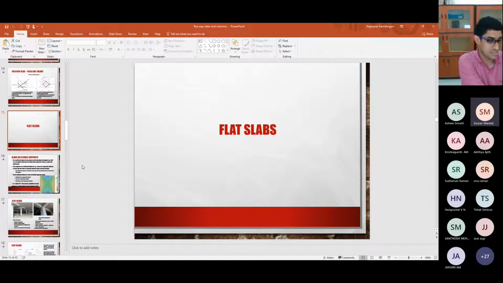Okay, so for flat slabs you'll be doing a problem, and for staircases you'll probably be doing a couple of problems. So instead of just giving the problem, I thought I'll cover the concept behind flat slabs and staircases, and then you can do your assignment. Okay.